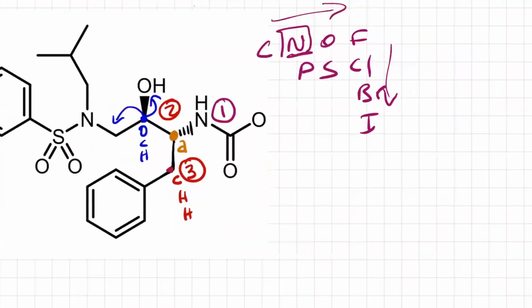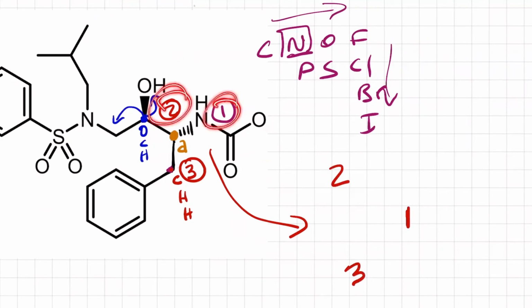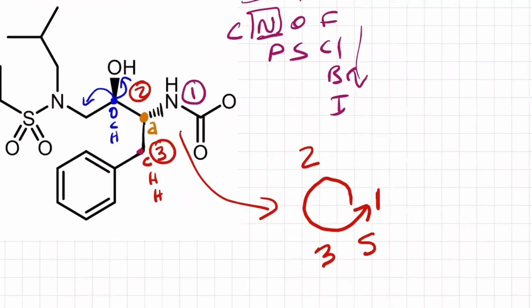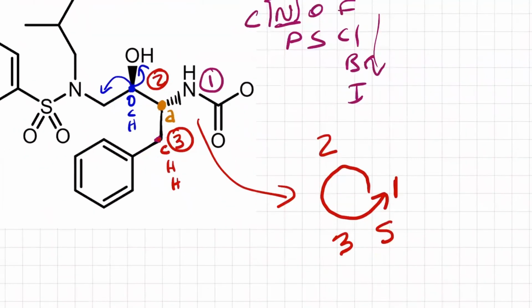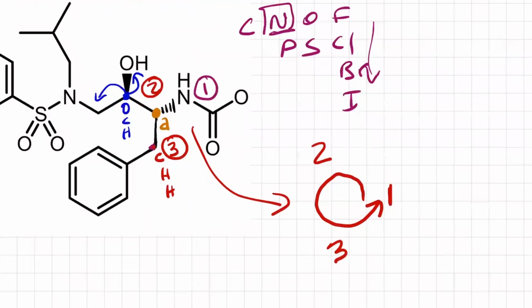So let me do it on the side so that it's neater. So we had 1, 2, and 3. So remember, 1, 2, and 3. I'm just putting it on the side so that I can do the clockwise or counterclockwise direction. So 1, 2, 3. This is S initially.